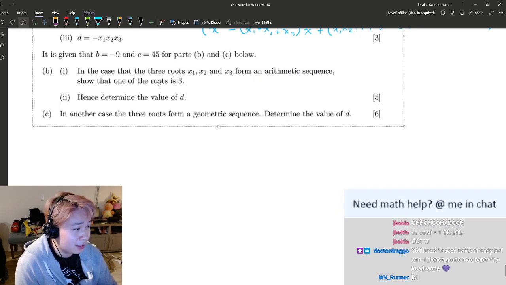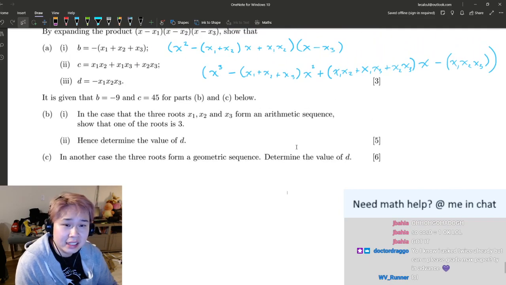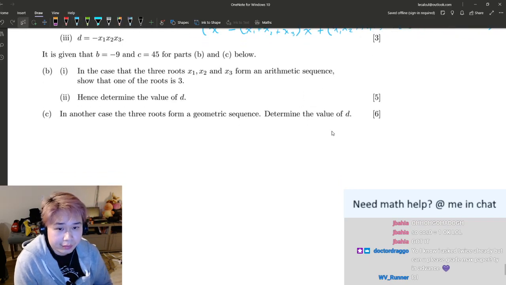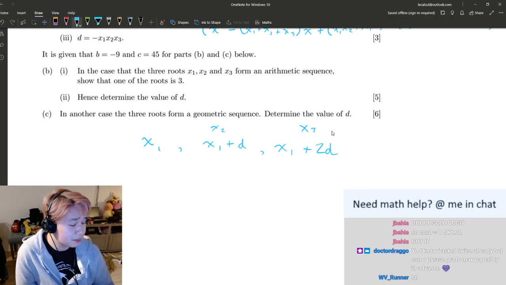And then you need to show that one of the roots is 3. So this is pretty easy. First off, you have x1. And then because it's an arithmetic sequence, x2 is x1 plus some common difference. And then x3 is x1 plus 2 common differences.